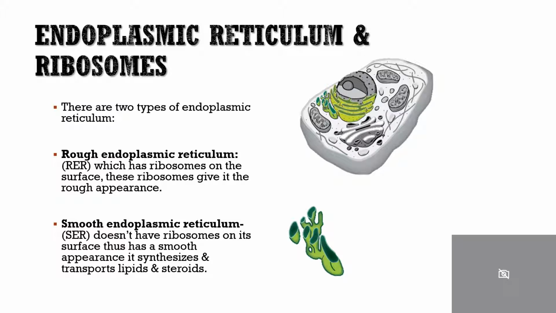Endoplasmic reticulum and ribosomes. There are two types of endoplasmic reticulum. We have the rough endoplasmic reticulum, which is RER for short, which has ribosomes on the surface, and that actually gives the rough endoplasmic reticulum its rough surface or appearance. We also have the smooth endoplasmic reticulum, or the SER. This doesn't have ribosomes on its surface, thus it has a smooth appearance, and it synthesises and transports lipids and steroids.